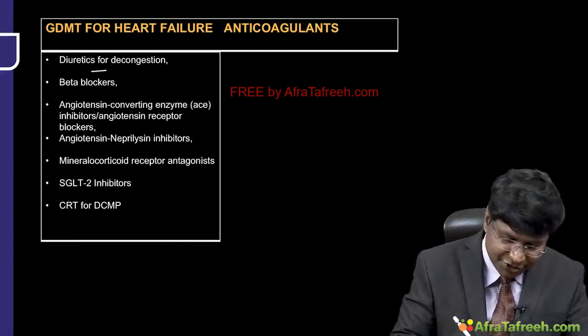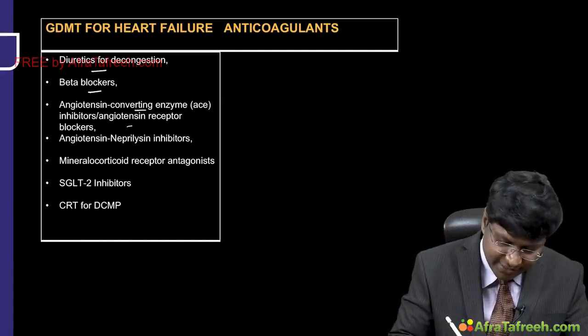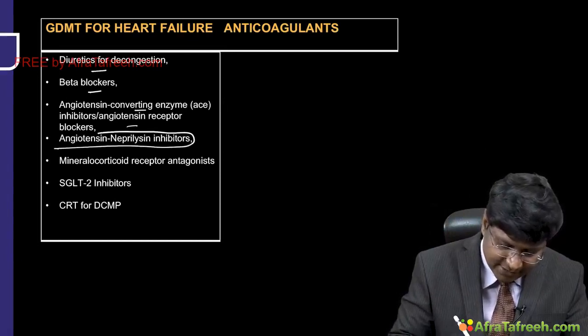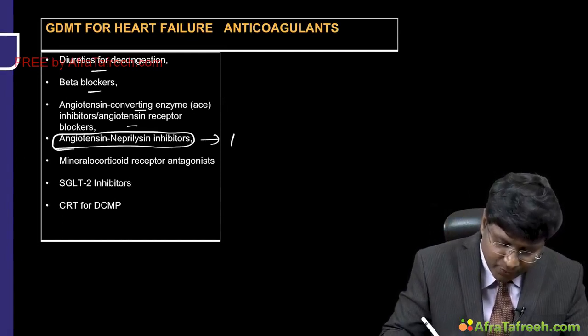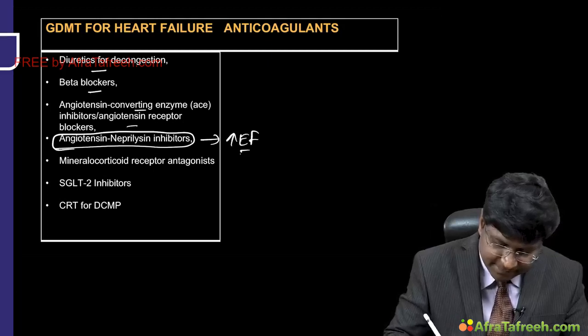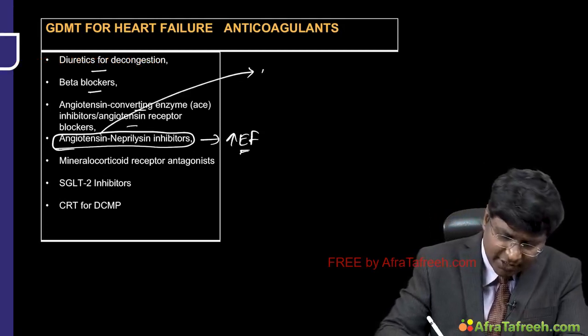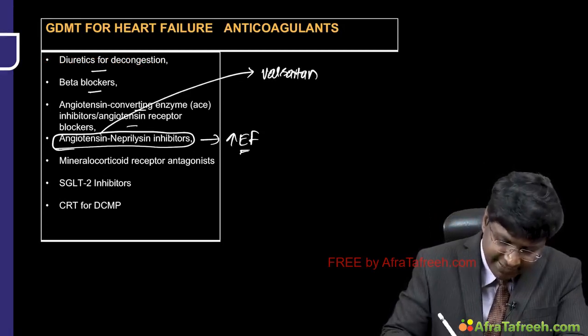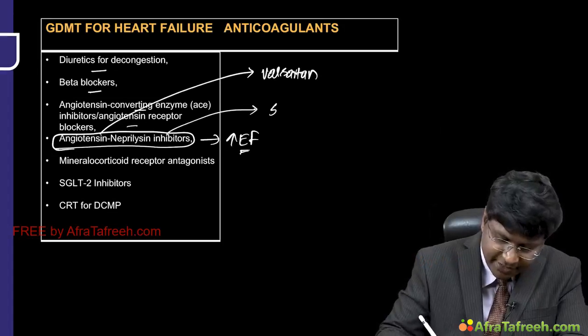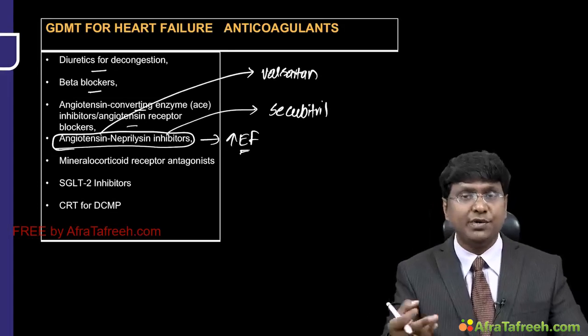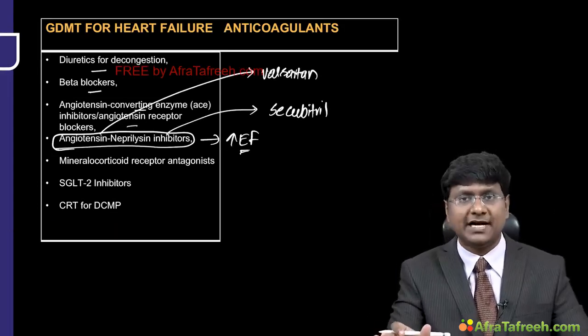So diuretics for congestion, beta blockers, ACE inhibitors or ARBs, and next is the new drug which will improve the ejection fraction. That is ARNI. What is that ARNI? The angiotensin receptor blocker that we give is valsartan, and the neprilysin inhibitor that we give is sacubitril. This particular combination has been shown to improve the ejection fraction if given in patients with heart failure with reduced ejection fraction.